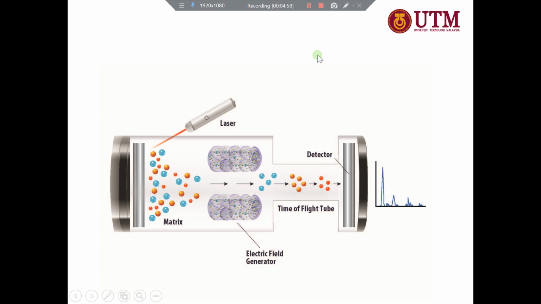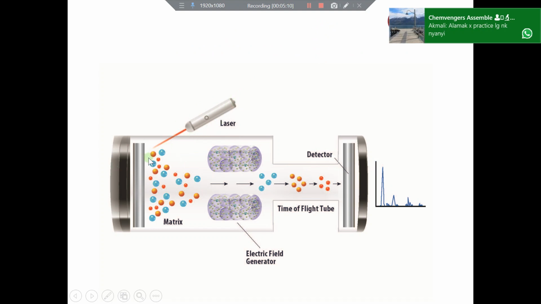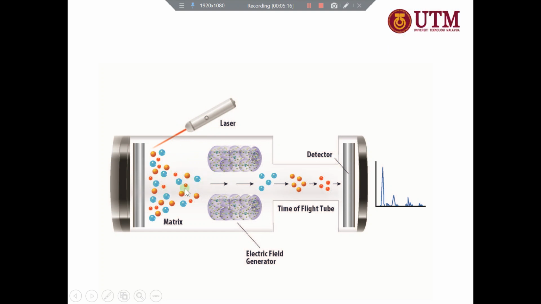Here is another figure of the MALDI, but with the mass analyzer of TOF, time of flight. As we discussed earlier, the laser targets the plate, so desorption occurs, and at desorption ionization occurs. Then we apply an electric field generator and the ions move. The electric field is elevated, for example we apply 10 to the power of 1, 2, or 3 volts, so the ions accelerate towards the detector.